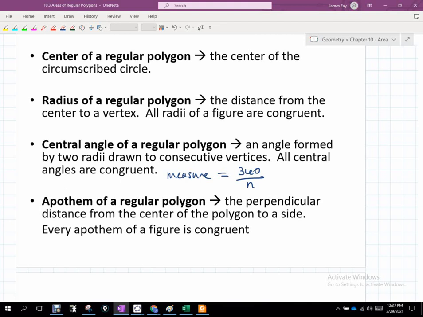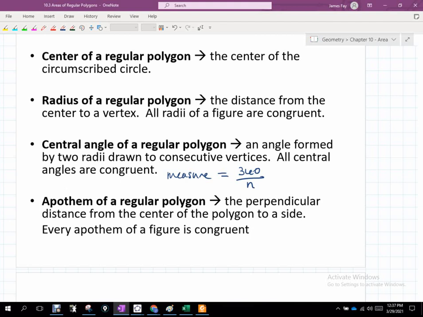To be honest with you, I'm not sure what the origin of that word is, but it is the perpendicular distance from the center of the polygon to a side. It says every apothem of a figure is congruent.